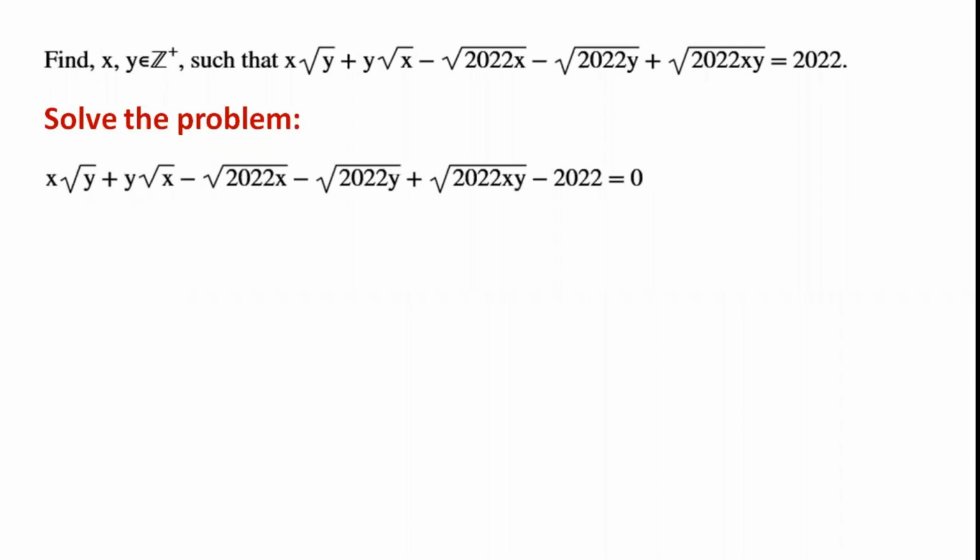By rearranging the original equation, we have x√y + y√x − √(2022x) − √(2022y) + √(2022xy) − 2022 = 0.